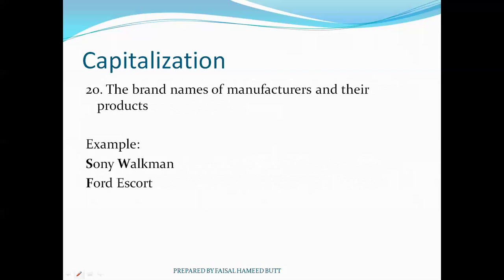Okay. Now, the brand names of manufacturers and their products are also written with a capital letter. Like Sony Walkman, it's a brand, right? Walkman, made by Sony company. So Sony's S and Walkman's W will be written with capital letters. Ford Escort, Ford was the company, Escort is Ford's car. So F will be capital. And of course, E will also be capital. Like we have Xerox, we have different brands, so their names will be capital.